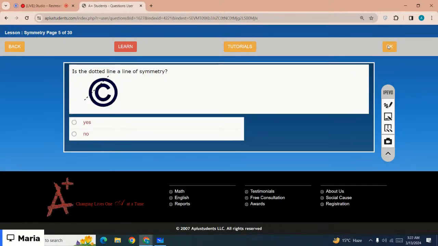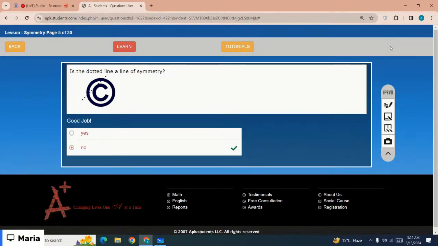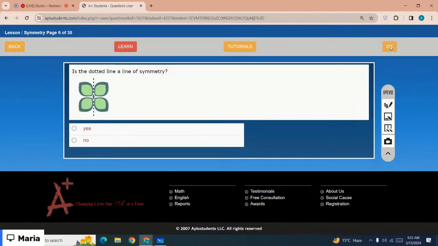Okay, is the dotted line a line of symmetry? Yes, no. The correct option is no. Is the dotted line a line of symmetry?